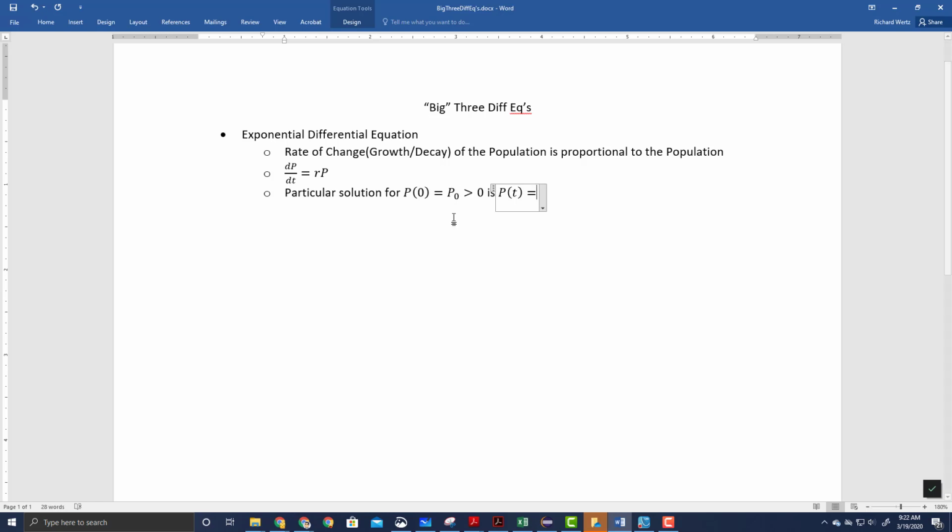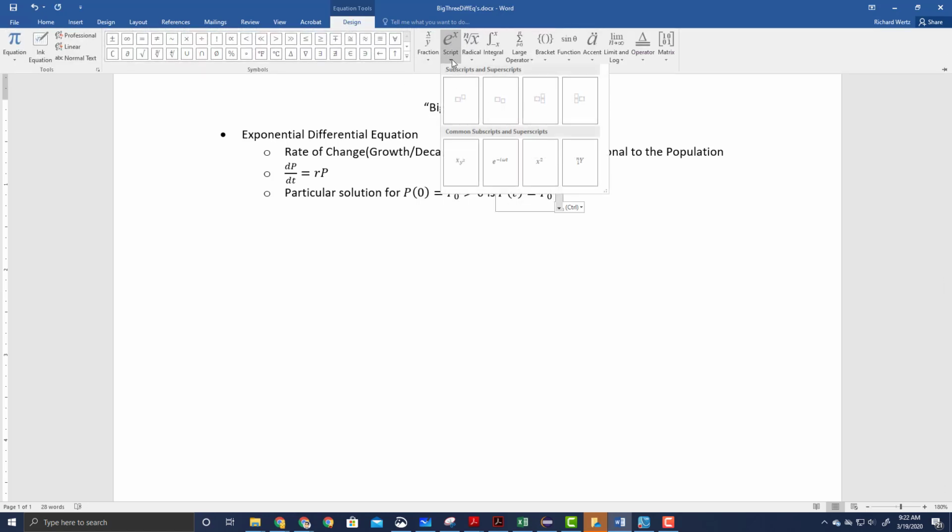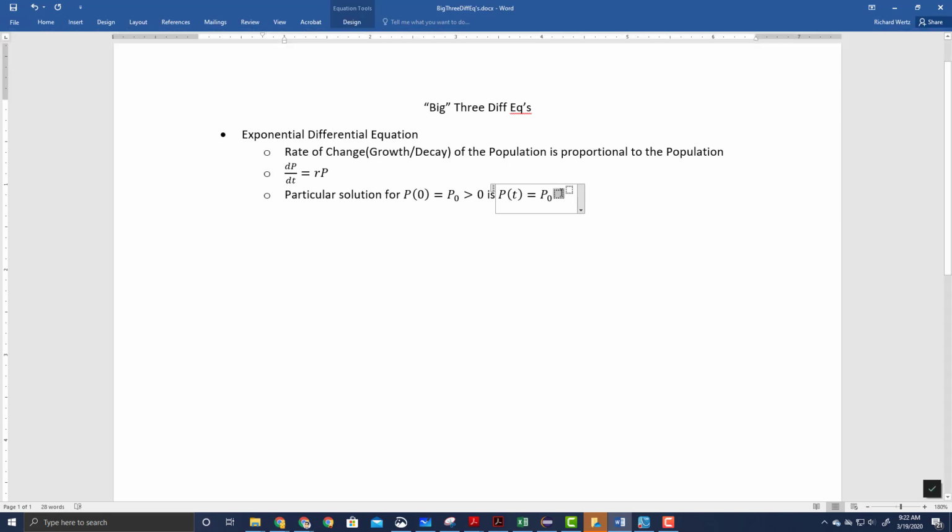equals P naught times e to the rt. And that's what you know as PERT, right? That's exponential growth, exponential decay. If r is greater than 0, we get exponential growth. If r is less than 0, we get exponential decay.